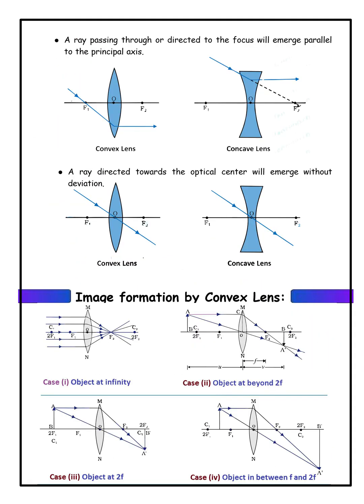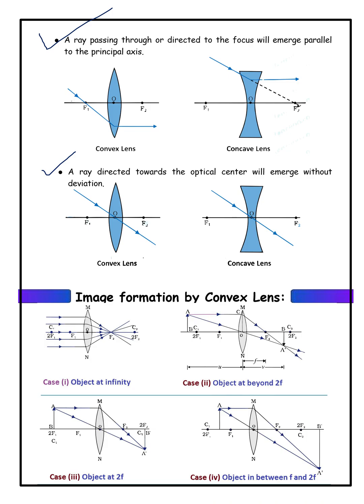Further, we see more diagrams here. A ray passing through or directed to the focus will emerge parallel to the principal axis. Then the last one, a ray directed towards the optical center will emerge without deviation, as we have also studied in the previous slides, how it remains undeviated. Now certain image formation by a convex lens. First, case 1, if you see, is when the object is at infinity.